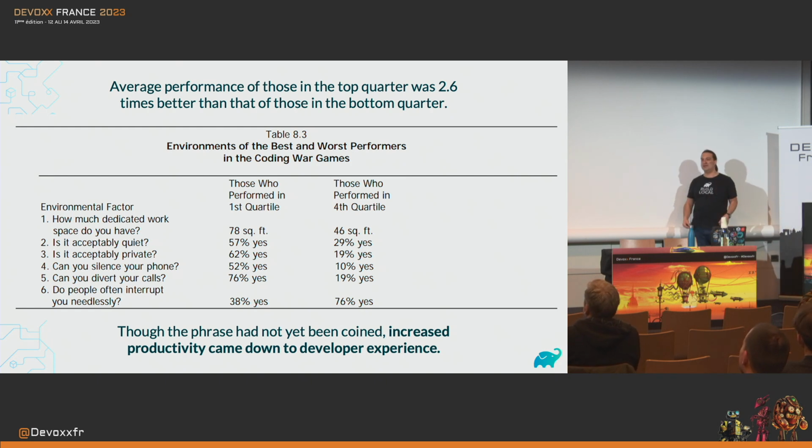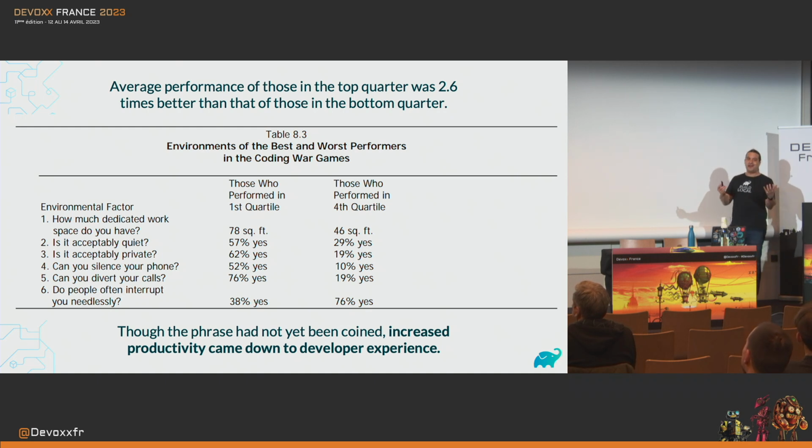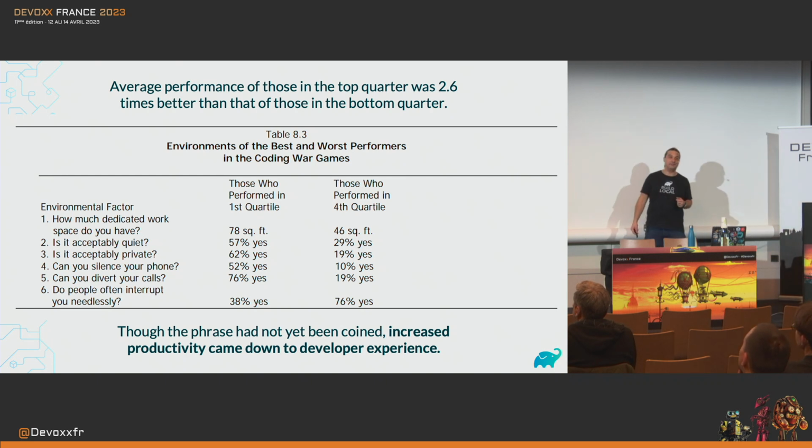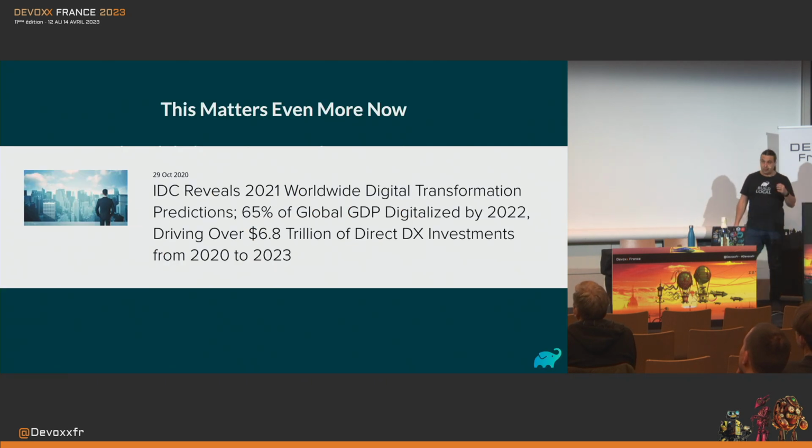But what does this data tell us? They hadn't coined the term yet, but at the end of the day, increased productivity just came down to developer experience. If we produce a better developer experience, then our developers are happier. And if they're happier, they're more productive, right? This matters even more now than it did back in the 80s.